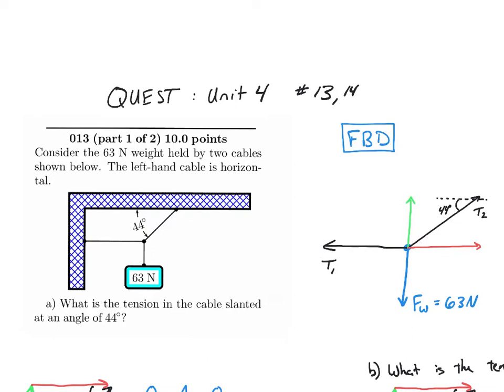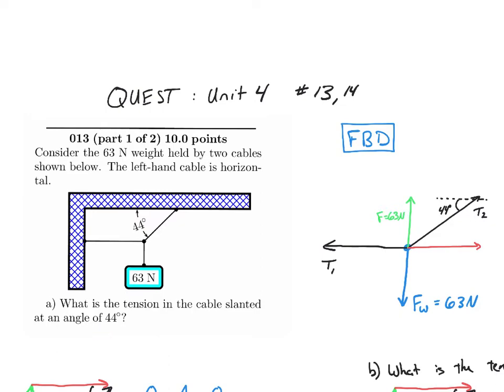So if I look at this hypotenuse and think about it in terms of the components, there will be a vertical component, that's the green arrow here, and there'll be a horizontal component, that's the red arrow. The vertical component has to equal 63 newtons for that force in the vertical direction to balance out and have equilibrium. So I know that whatever this force is, this also has to equal 63 newtons in this situation. I can use that as part of the triangle then to figure out what the hypotenuse is, and that's what letter A is asking about. It says, what is the tension in the cable slanted at an angle of 44 degrees?